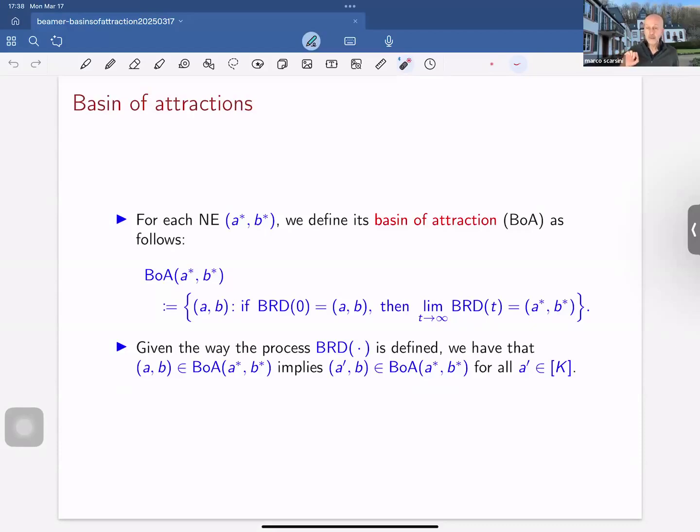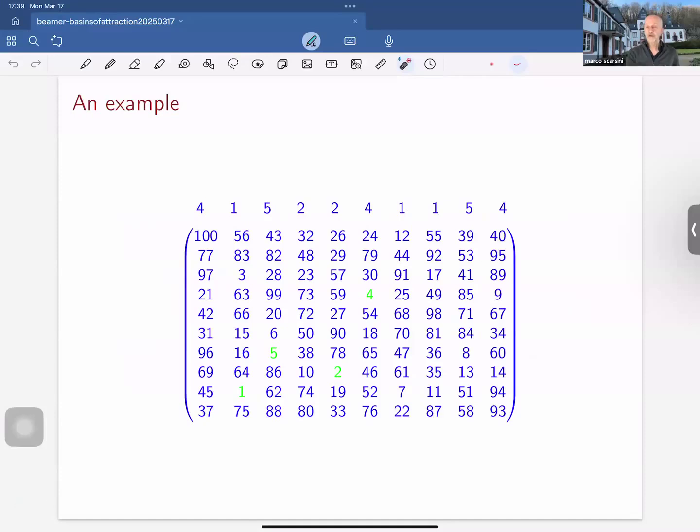Now it's easy to see, given that we start with player A, who is the one who moves first, that if a profile is in the basin of attraction of A star, B star, the whole column of this profile is in the same basin of attraction. So when I look at this partition into basins of attraction, I am basically partitioning the columns of this potential. So let me give you an example.